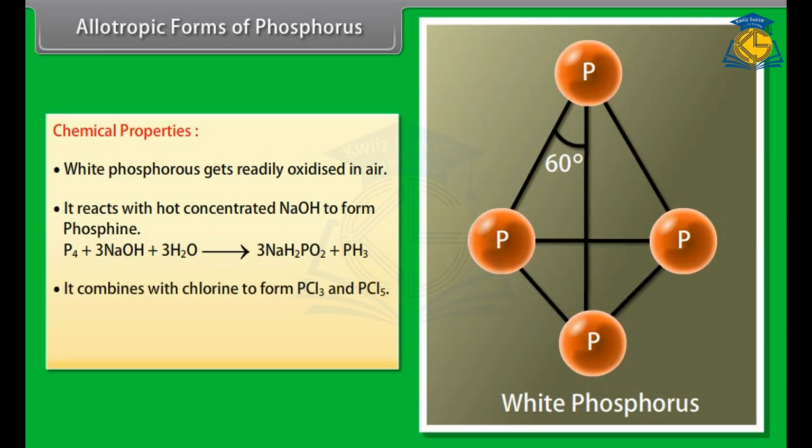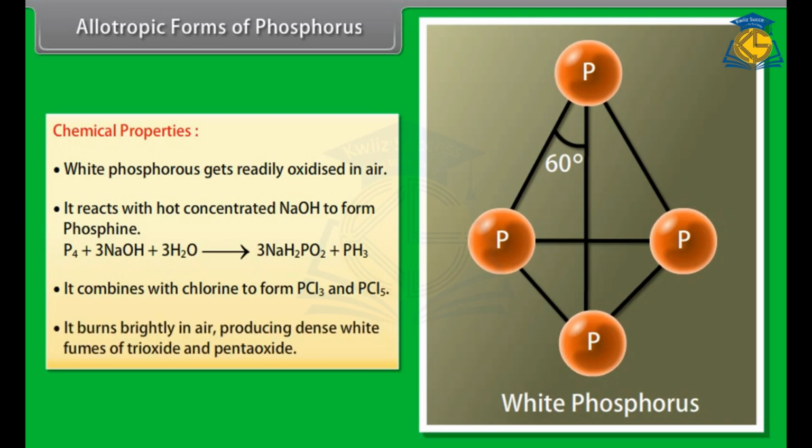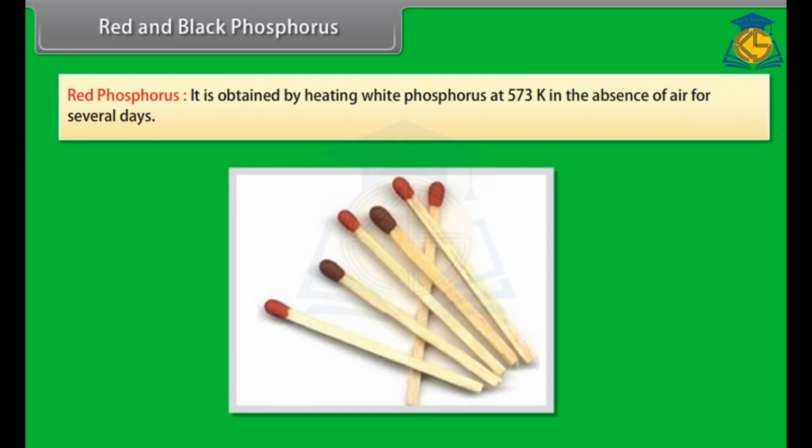It combines with chlorine to form PCl3 and PCl5. It burns brightly in air, producing dense white fumes of trioxide and pentoxide. Red and black phosphorus. Red phosphorus. It is obtained by heating white phosphorus at 573 Kelvin in the absence of air for several days.